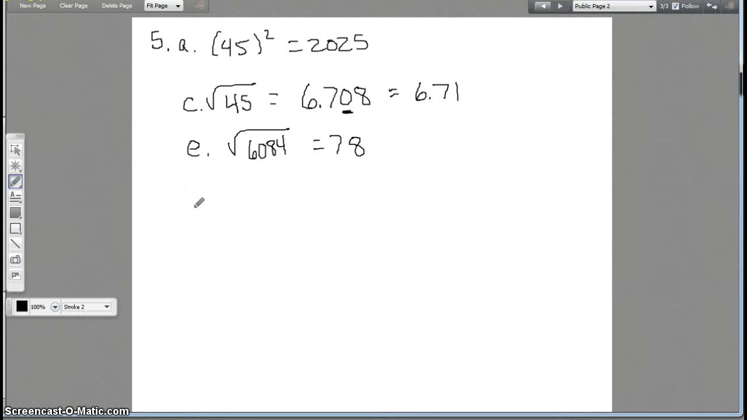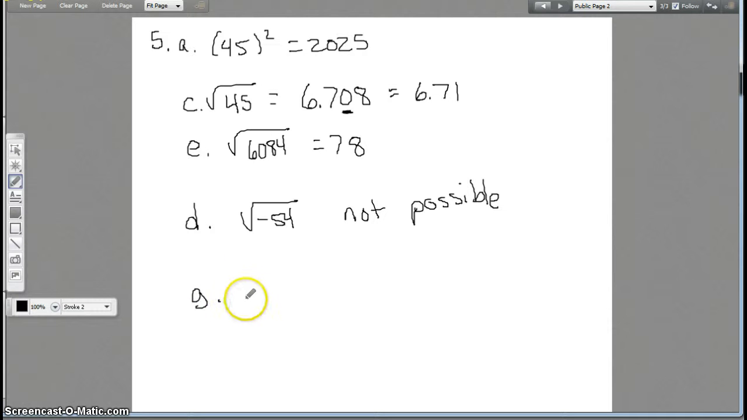And then, actually, I'm going to jump back and do part D. We have square root of -54. That's not possible because we don't know how to do square roots of negative numbers in Algebra 1. Okay, we're going to do one more, and that is part G.